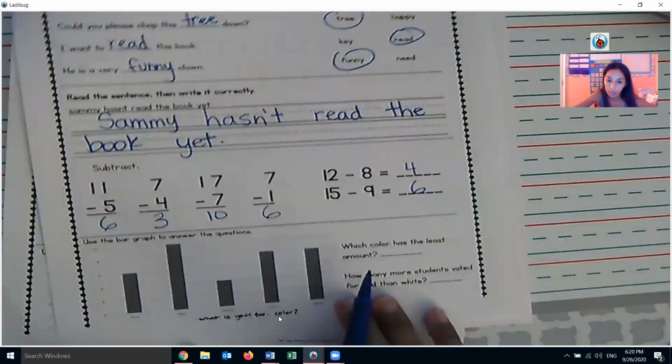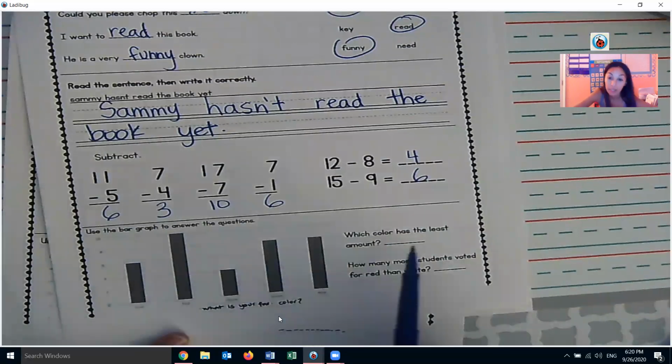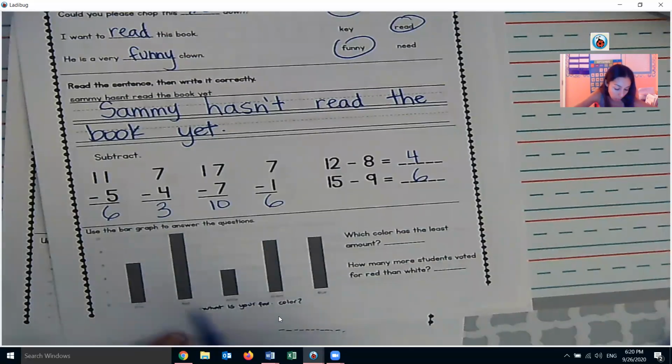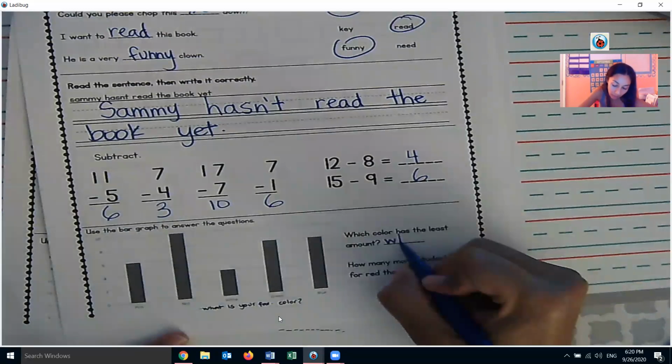And here it got cut off a little, so I wrote, what is your favorite color? So we have pink has 6 votes, red 10, white 4, green 8, blue 8. So which color has the least amount? So if we look at the graph here, I can tell white with 4 has the least amount.